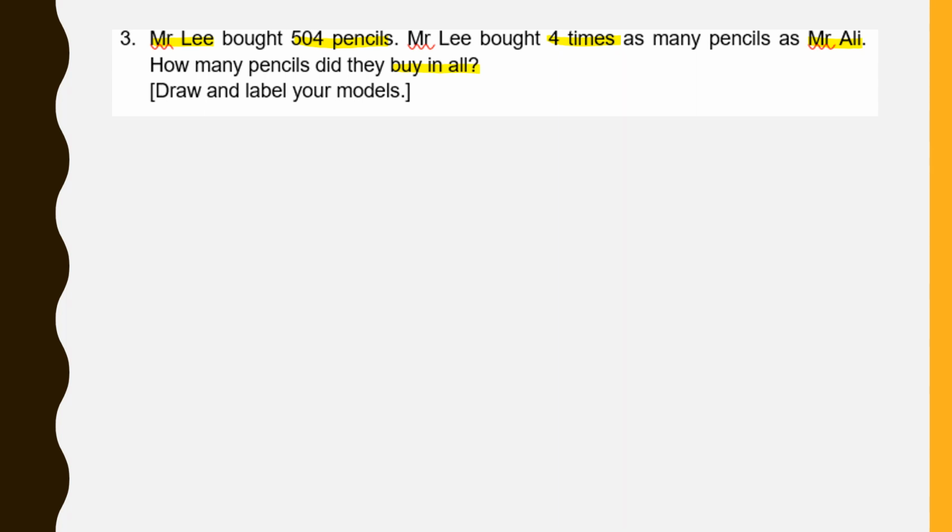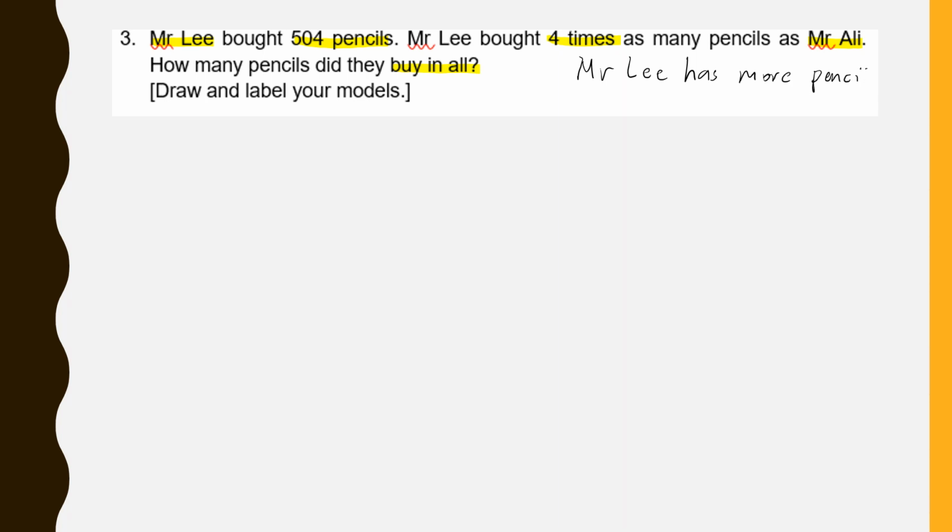First, you got to ask yourself this. Based on the first line, who has more pencils? Okay, based on the first line over here, the top line, who has more pencils? Well, Mr. Lee has 4 times as many pencils as Mr. Ali, right? So that means Mr. Lee has more. I'm going to write this down. Mr. Lee has more pencils.